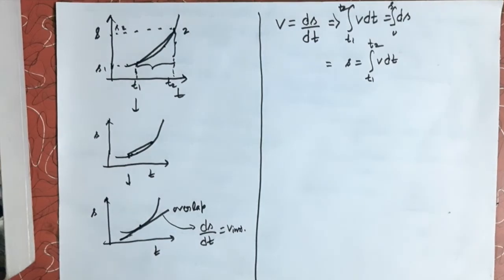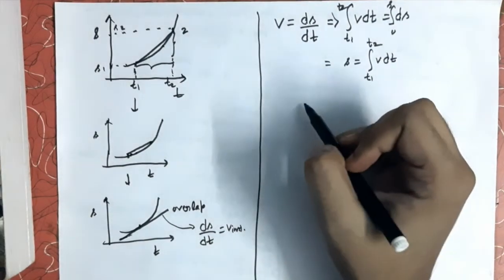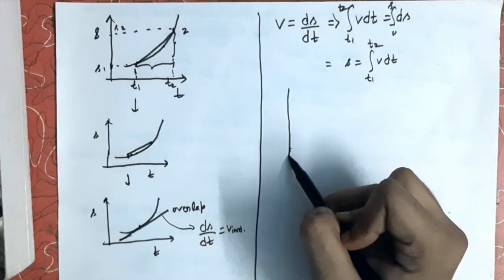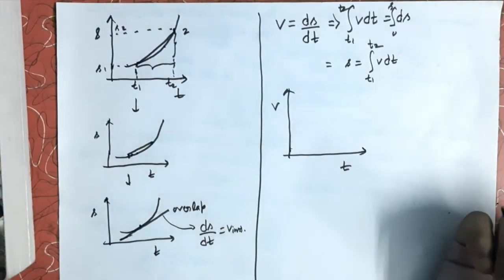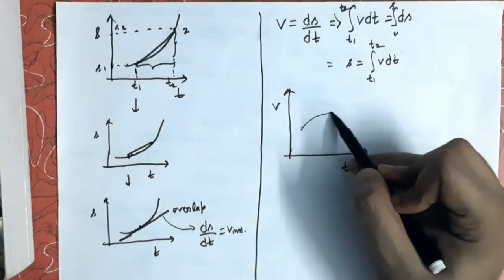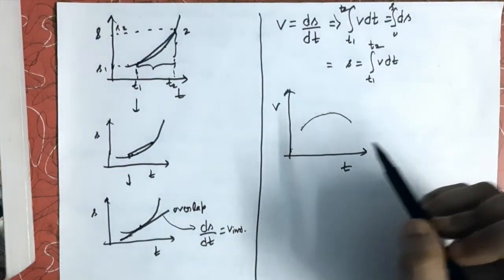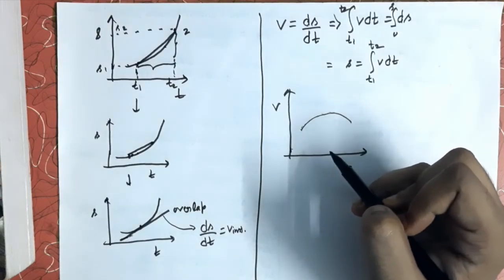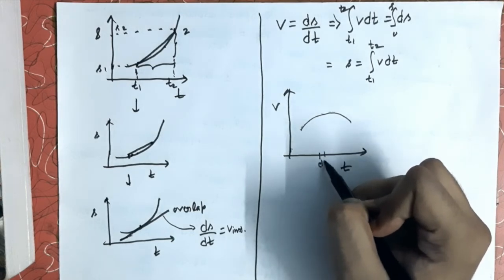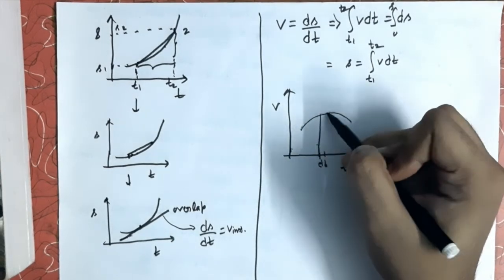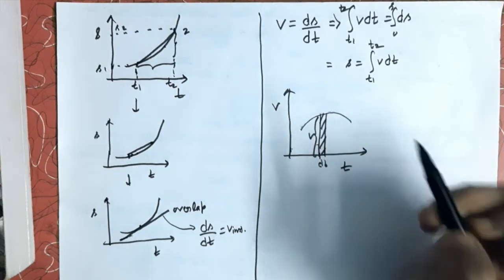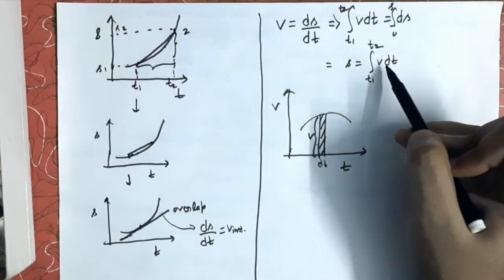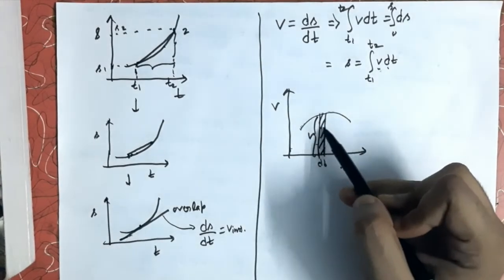Now let us understand this from the graph of v versus t. Suppose this is the vt curve. Just like we had an st curve, we will have a vt curve. So this is your v versus t curve. Suppose we write that this is dt, and this is v. The integration, sorry, this v into dt is this area.